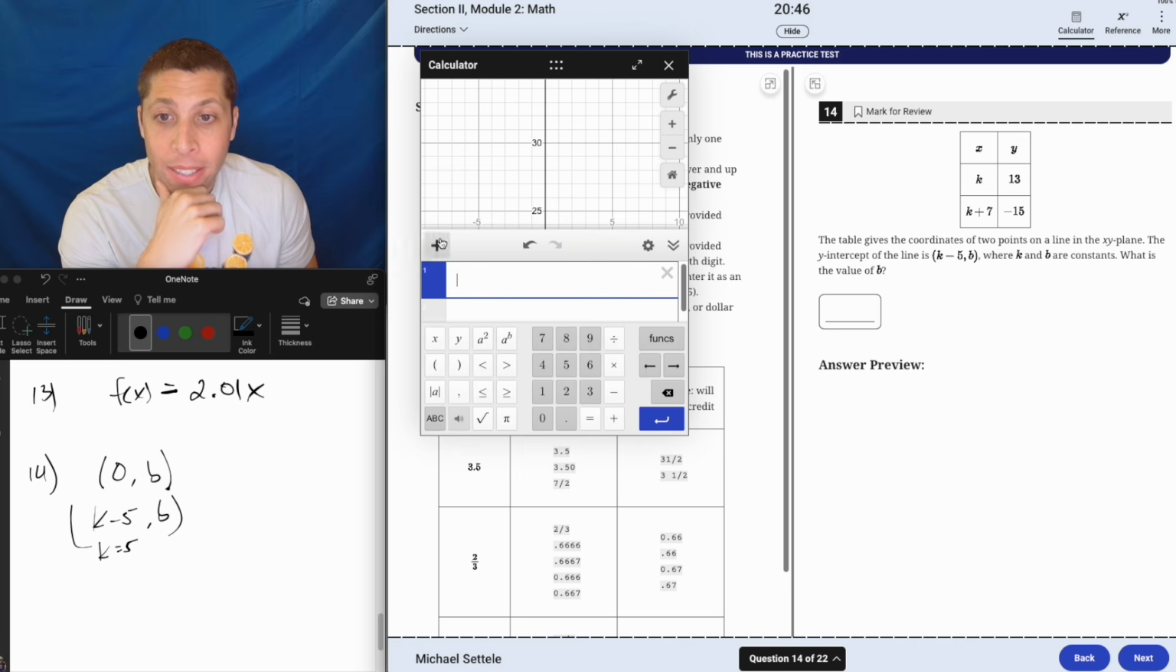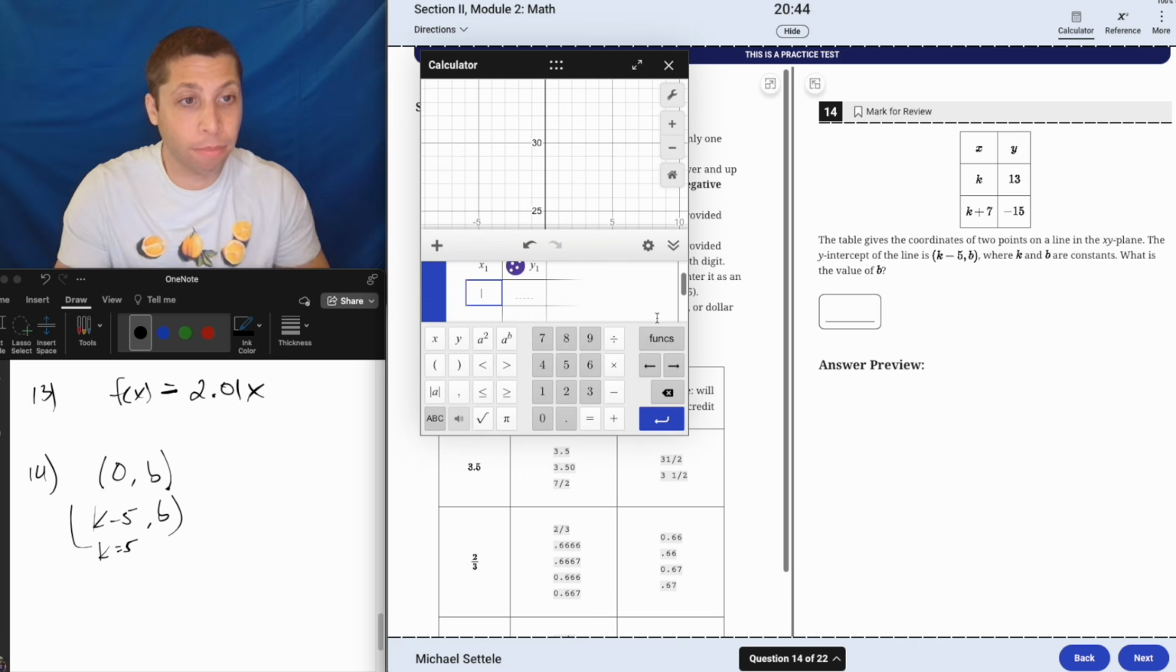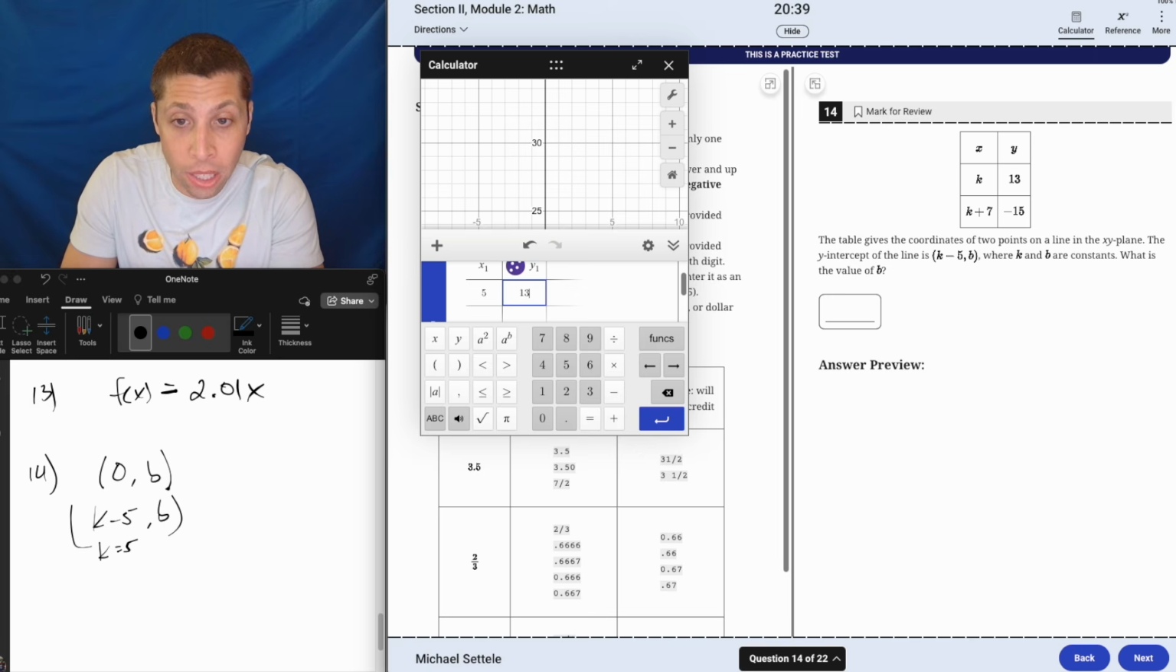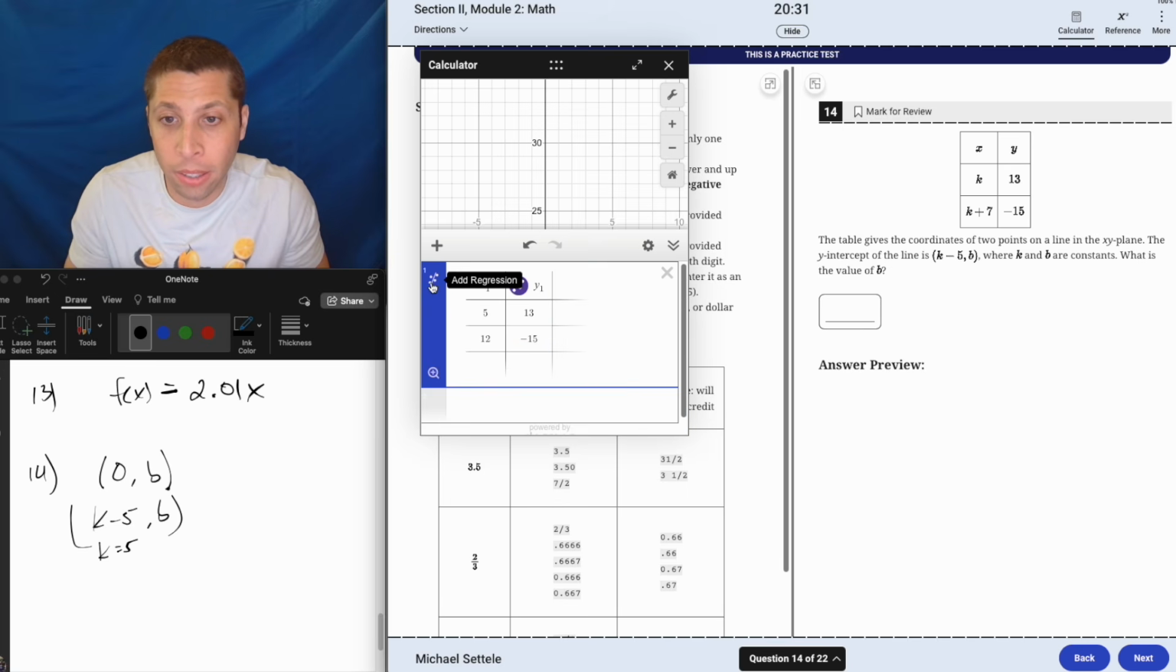Do a regression. I'm kind of lazy here. So k is 5, we said. So this is 5, 13, and 5 plus 7 is 12, negative 15. And then see how it has this button here? We're going to add the regression.